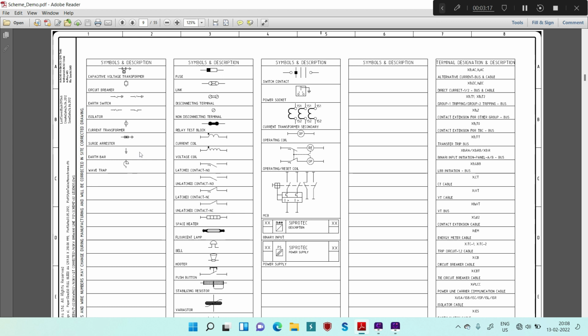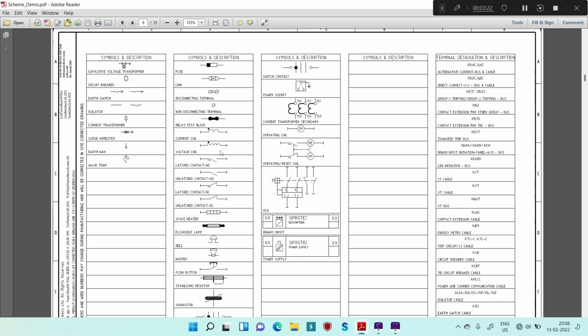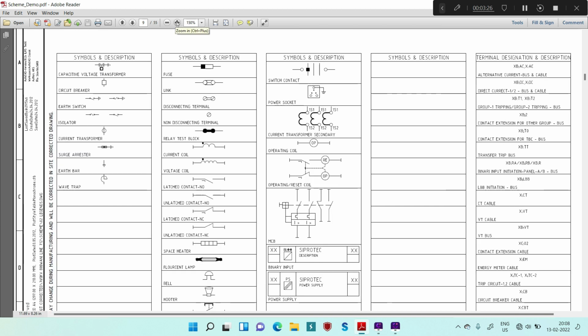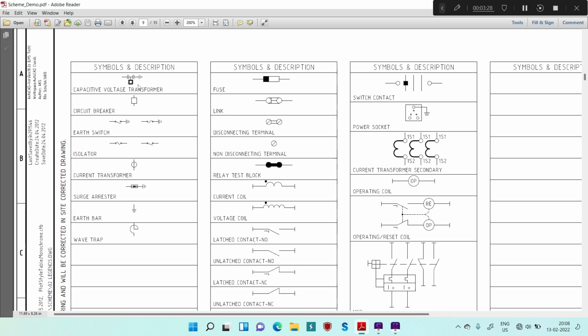On the next page, there is the description of some of the symbols which are used in this scheme drawing. For example, this symbol is for capacitive voltage transformer. Similarly, this symbol is for circuit breaker, earth switch, isolator, current transformer, surge resistor. And then there are some symbols for fuse, link, disconnecting terminals, non-disconnecting terminals, current coil, voltage coil, etc.